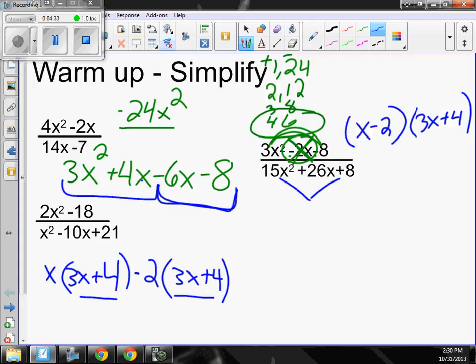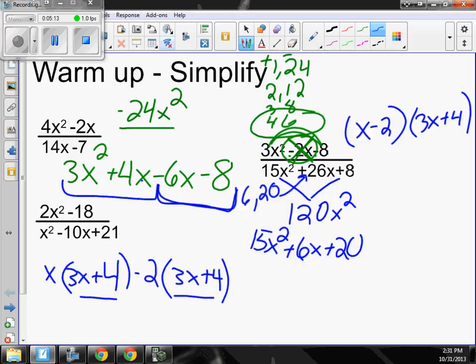15x squared and 8. That's going to be 120x squared. So now I look for the factors of 120 that add to be 26. So 1 and 120, that doesn't work. 2 and 60, that's way too big. 3 and 40, that doesn't work. 4 and 30. 5 and... All right, we'll skip the 6. 6 and 20. Those make a 26. And the signs are both positive. So I rewrite 15x squared plus 6x plus 20x plus 8.